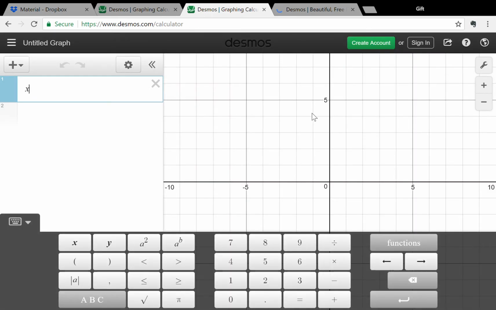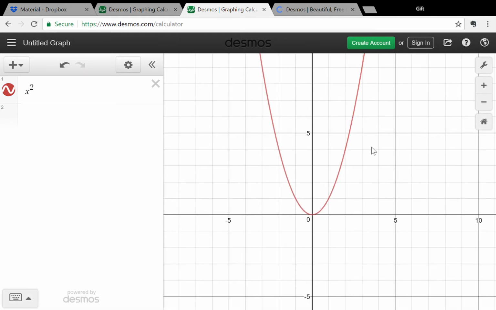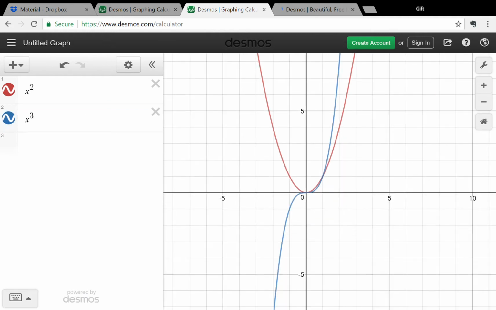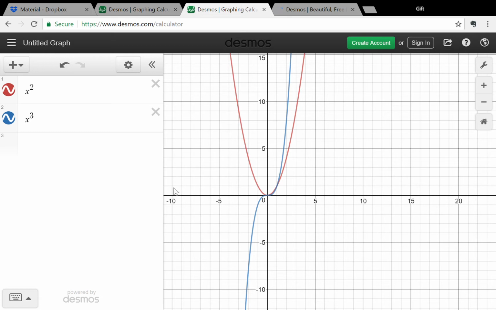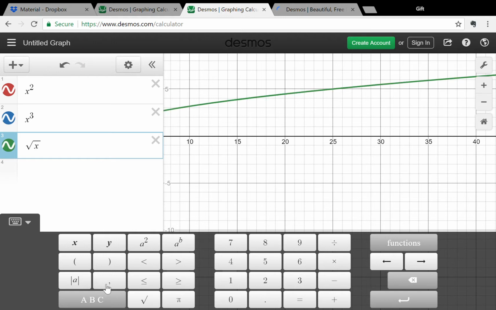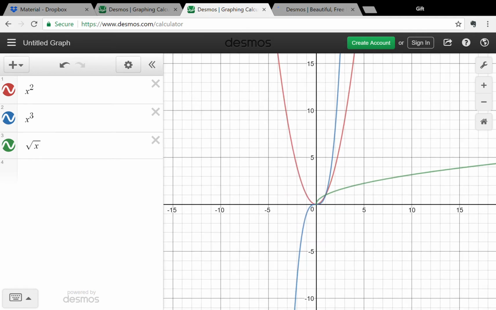Okay, so I have x squared. That's your typical parabola. Your x cubed. That's the blue graph, you can see. And then the next one is the square root of x. You get the green graph. Let me zoom in a little bit.